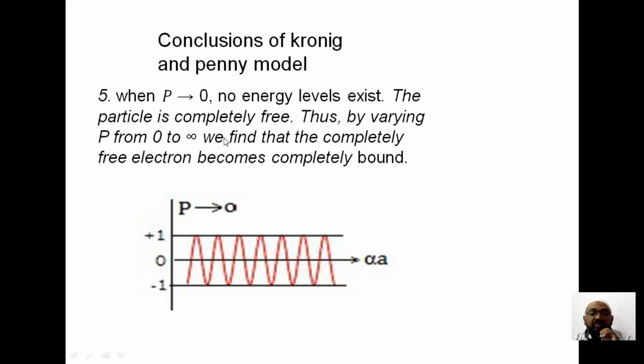At last, if p is tending to 0, after infinity, then if the p value is 0, there will be no energy level existing, and the particle is free to move. So if I change the value of p from 0 to infinity, we find that a completely free electron becomes a bonded electron. When p is equal to 0, the electron is free. When p is infinity, it is bounded. Therefore a free electron becomes completely bounded when we change the value of p from 0 to infinity. These are the conclusions made by Kronig and Penney.